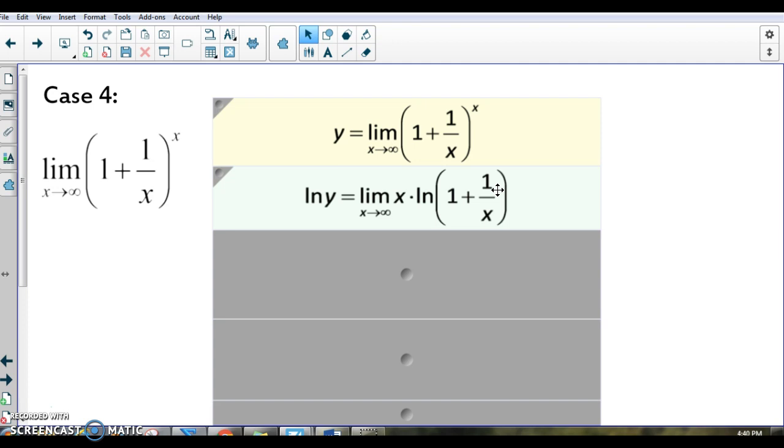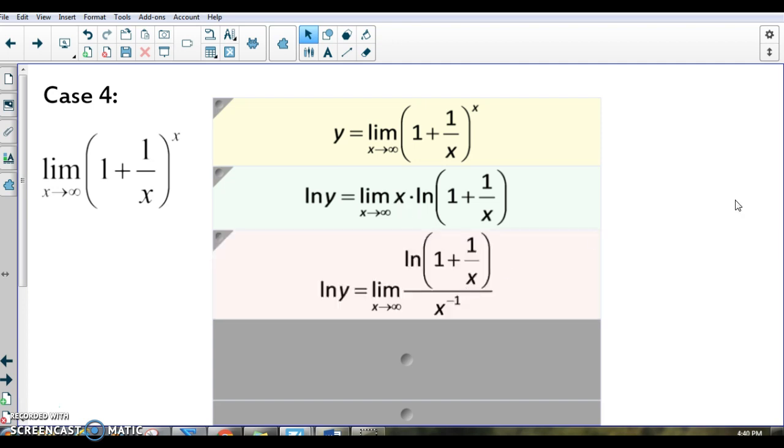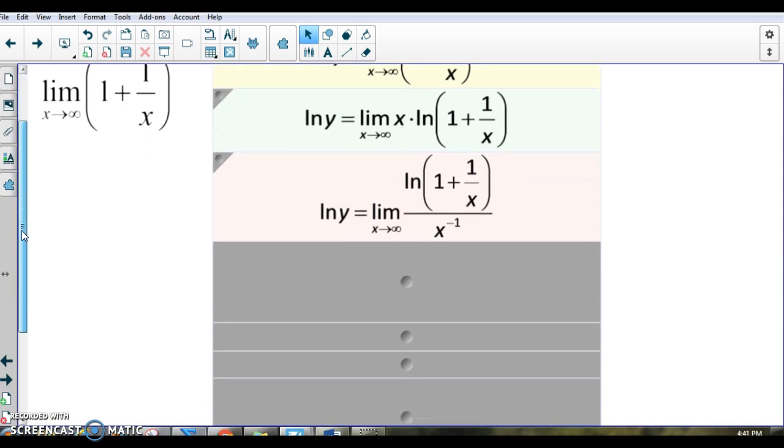If it helps you to rewrite this expression as one fraction, you can do so, but I'm actually going to take this multiplication problem and turn the x into a fraction in the denominator. So kind of like what we did a couple problems ago. I wrote it as x to the negative 1 because I know I'm going to have to take the derivative of it, but it's really like writing it as 1 over x. I haven't done anything yet with L'Hopital's rule. I'm just rewriting it in a form that L'Hopital's rule can be applied to.